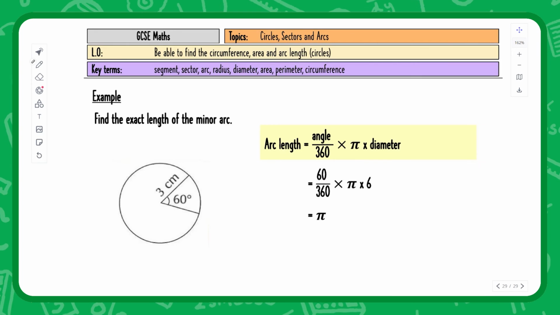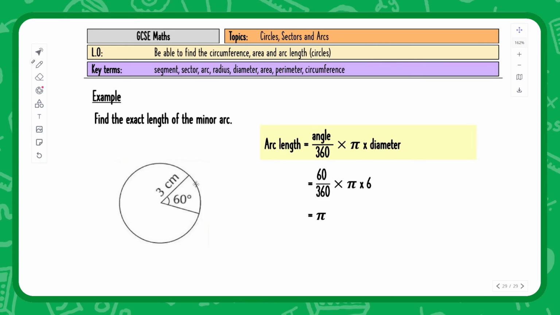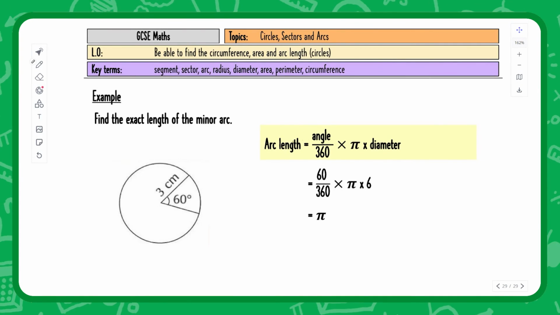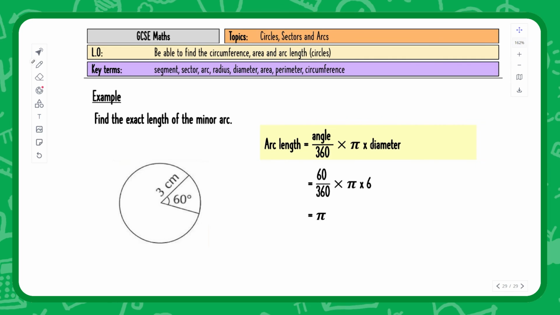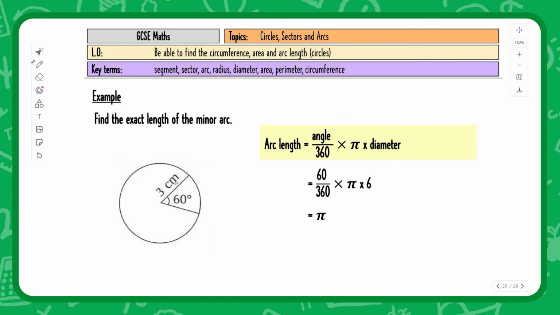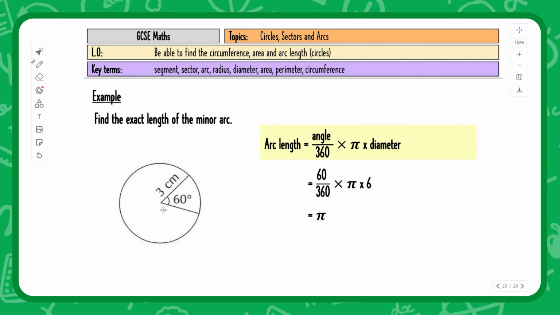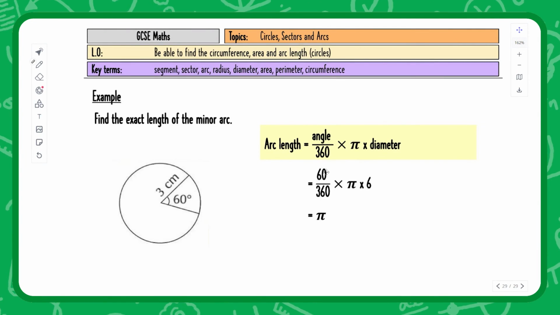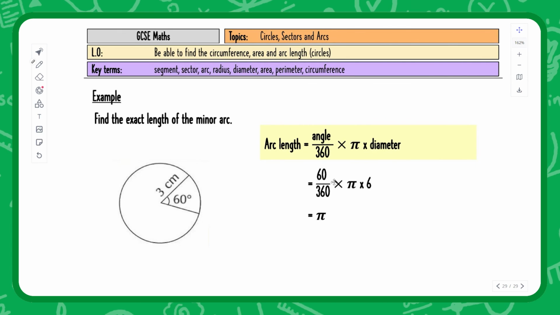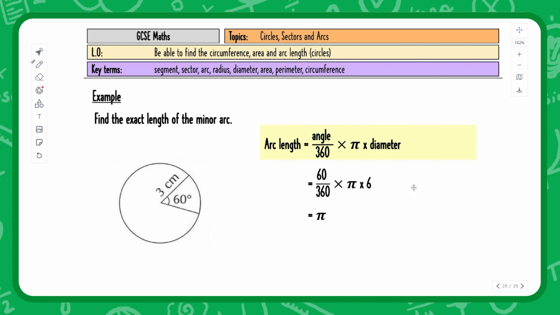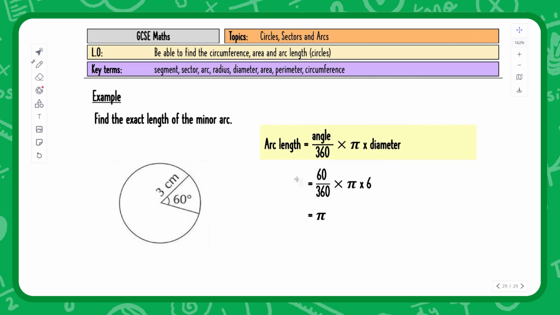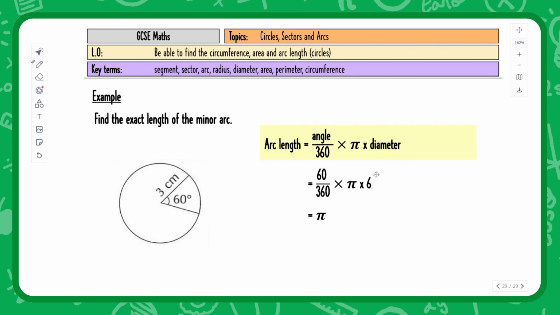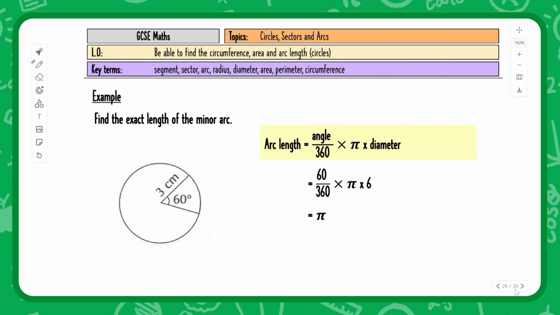So here we're trying to find the exact length of the minor arc. This is the minor arc again, looking at that sector. And so we're going to plug in 60 degrees and we're going to plug in the diameter, which was double the radius. If you use 2 pi r as your formula for the circumference, that's fine. You would then have 60 over 360 times 2 times pi times 3. So it depends on which formula you use. If you stick to one, it's usually easier, but it doesn't really make a difference.